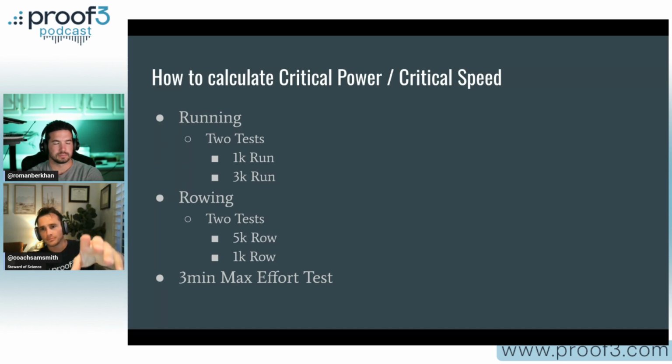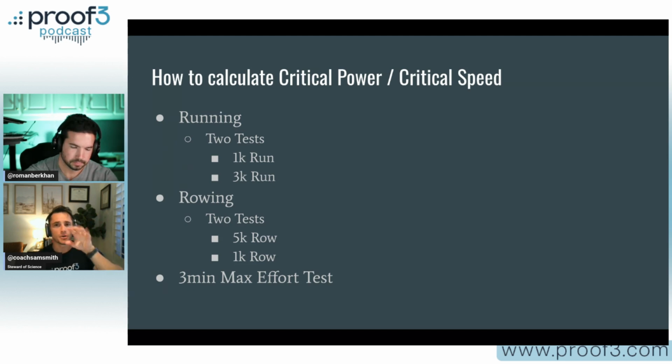So if you're going to do the tests that we've just laid out, 2 tests, 3 to 20 minutes, max effort time trial, that's going to represent your critical power for rowing. That's going to represent your critical speed for running. So that value doesn't apply to other things. It's very important. With the 3-minute max effort test, if you do it on a C2 bike, that's going to be your critical power for the C2 bike. It's not going to be your critical power for rowing. So just don't make the mistake of thinking that there's applicability across disciplines. It doesn't work that way.